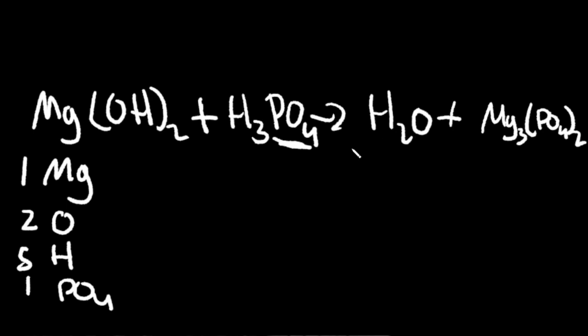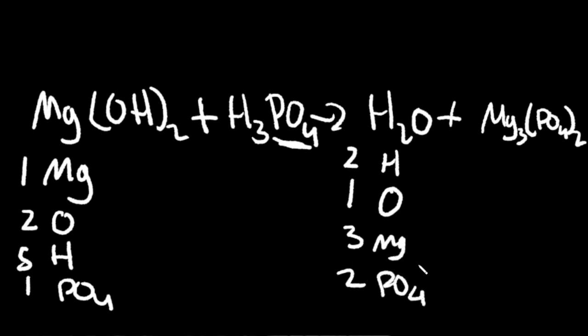So on this side there are 2 hydrogen, 1 oxygen, 3 magnesium, and 2 phosphate. So what you would do is, since it needs to balance, you want to have the same number on each side. So you can start by getting the same amount of phosphates. So you should just multiply this by 2.